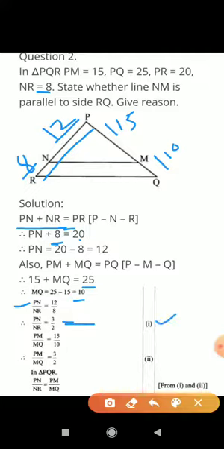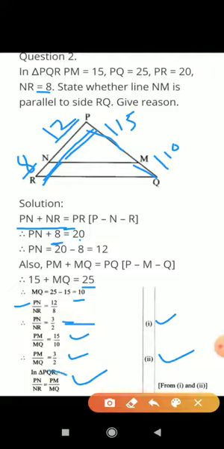Then find PM upon MQ. PM upon MQ is 15 upon 10, and if we simplify this by dividing by 5, then 5 3s are 15, 5 2s are 10. So this becomes 3 upon 2. This is equation number 2. So from equations 1 and 2, we have PN upon NR is equal to PM upon MQ.